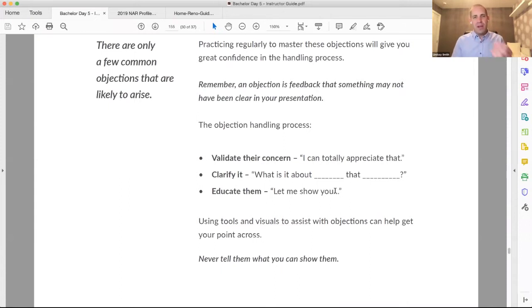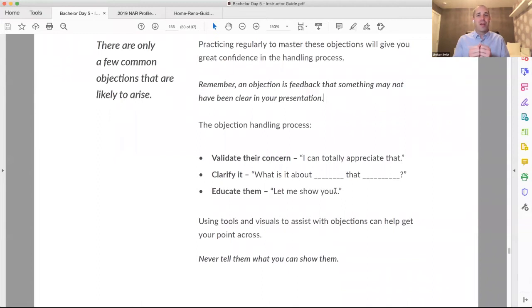And anytime that we can handle an objection by showing somebody something, maybe a stat, a piece of proof, share a story, whatever it happened to be, those are great, much better ways to handle those objections. So using tools and visuals to assist with objections can be a great way to get your point across. And we always say, never tell them what you can show them. So that's how we start off.